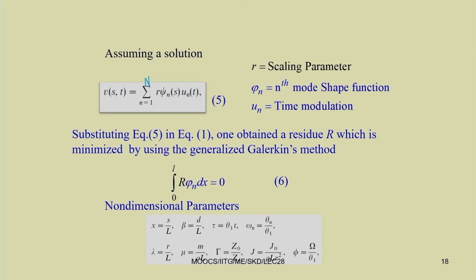So, we can write the sum from n equal to 1 to N of psi n s and u n t, where psi n is the shape function and u n t is the time modulation. The psi n we are going to take as the assumed mode shapes. We can take the assumed mode shapes of a cantilever beam, or that of a cantilever beam with some attached mass. We can derive that part from the linear equation.